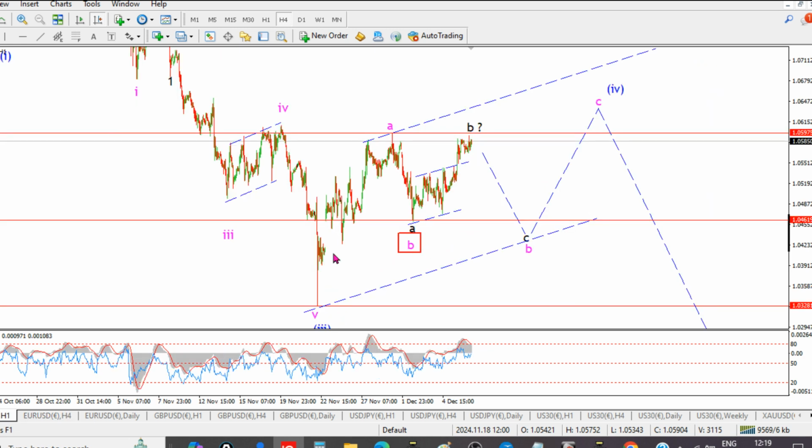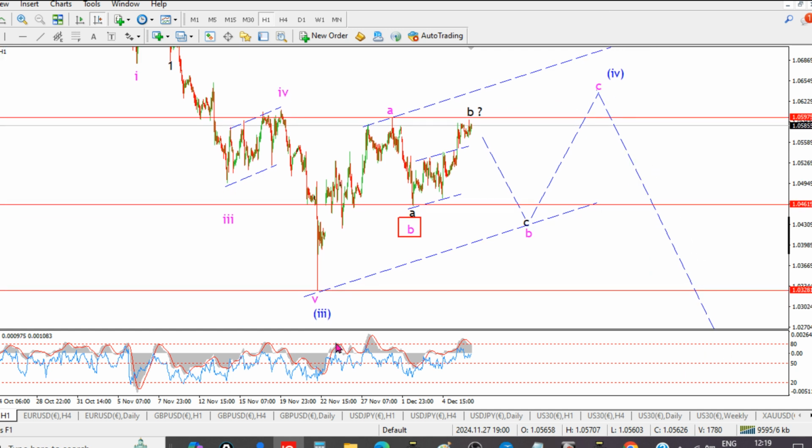And here's the hourly count. You can see 3 up in A. We're looking for some sort of a flat or an expanded flat in wave B, and then later next week, a rally again in wave C, probably towards about 107. Then we'd look down for wave 5 to begin again. So overall, next week, we're still going to be stuck within a correction, I think. Then maybe towards the end of next week, look for wave 5 down to begin. We'll see how that goes.